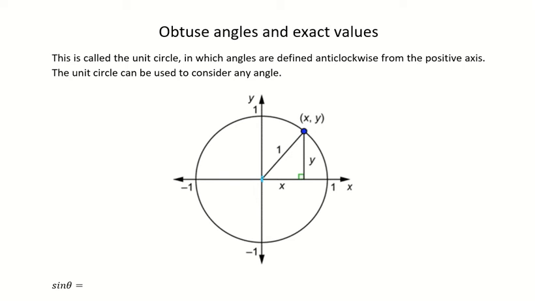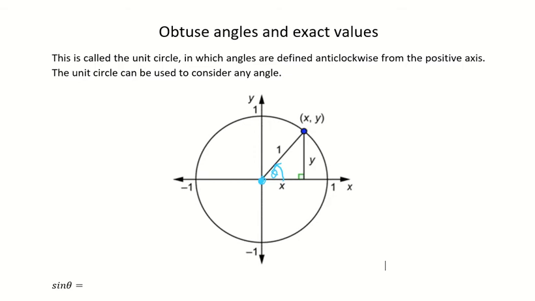In today's lesson, we're going to talk about obtuse angle and exact values. So the circle here is called a unit circle. If I put a point here, the center, the radius, we call that 1. And if I start at the positive x-axis and I go anti-clockwise, then suddenly I form an angle theta.